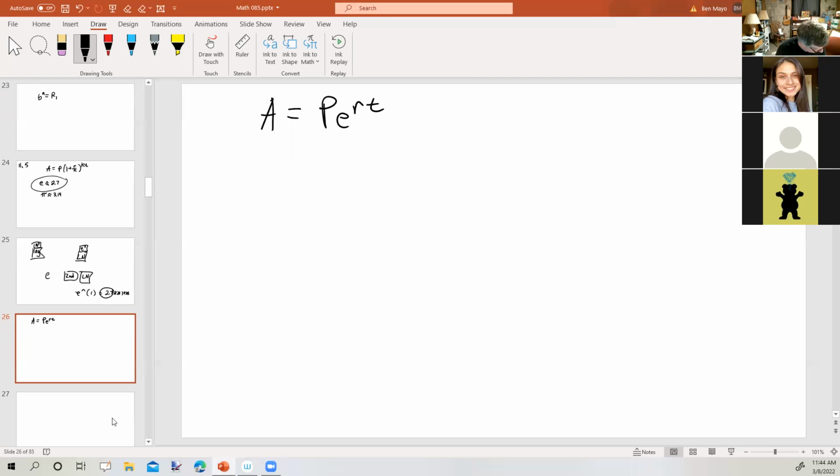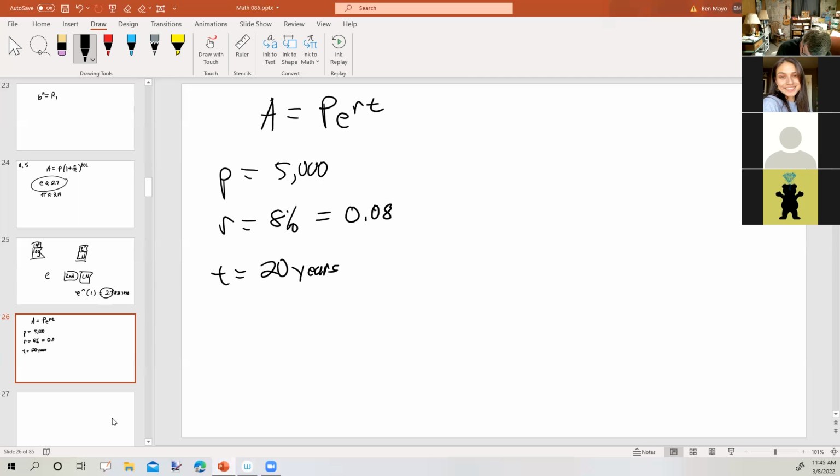So we've got the following problem. It says, find A using the formula, given the following values of P, r, and t. P equals 5,000. r equals 8%, t equals 20 years. It says round to the nearest hundredth. All right, first of all, I'm going to change 8% into a decimal, 0.08. Okay, so A equals 5,000 times e raised to the parentheses 0.08 times 20.